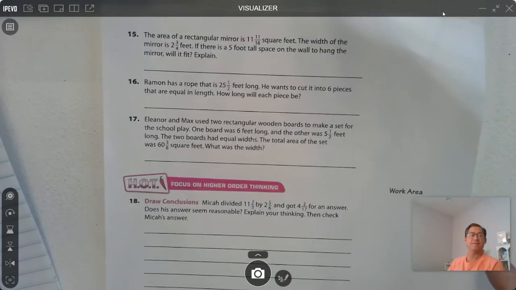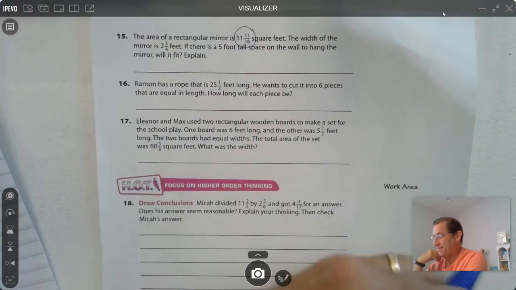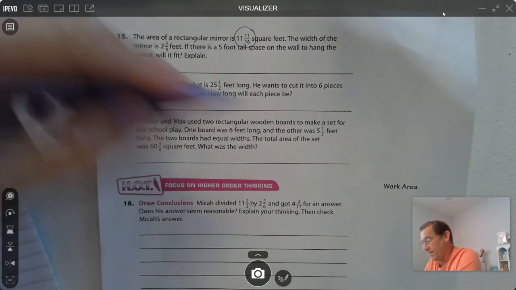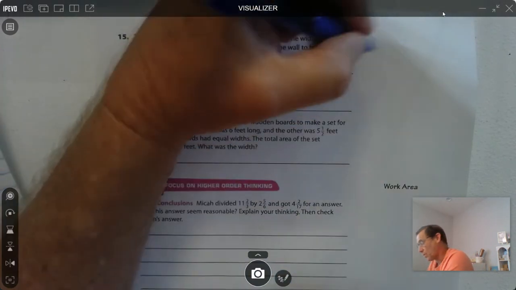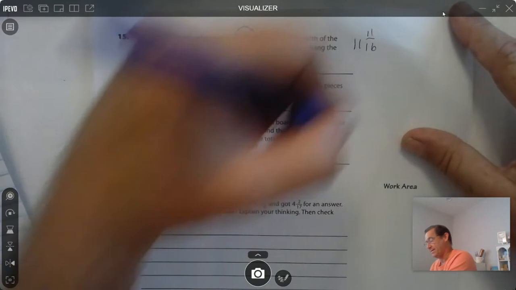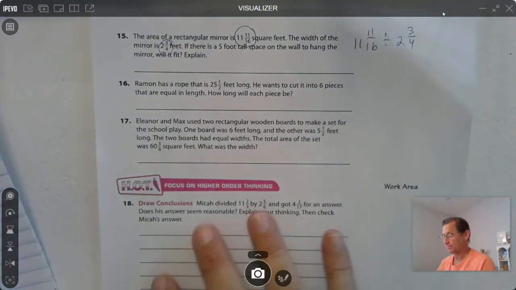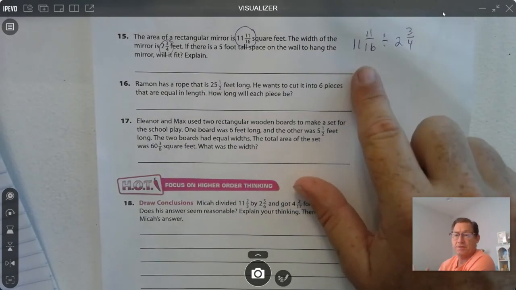Number 15. The area of a rectangular mirror is 11 and 11/16 square feet. The width of the mirror is 2 3/4 feet. If there's a 5-foot tall space on the wall to hang the mirror, will it fit? So let's take 11 and 11/16 square feet, divide by 2 3/4. So basically, if our answer comes out to be greater than 5, it should fit.